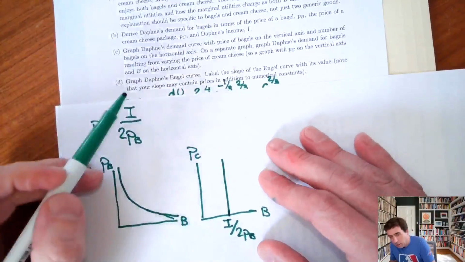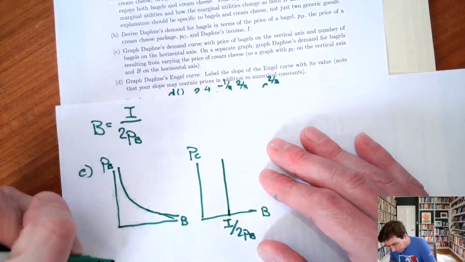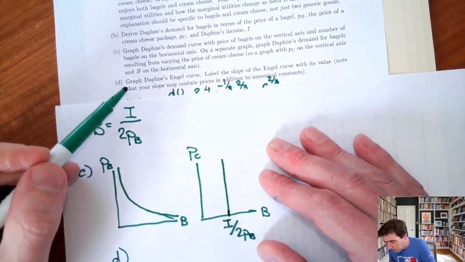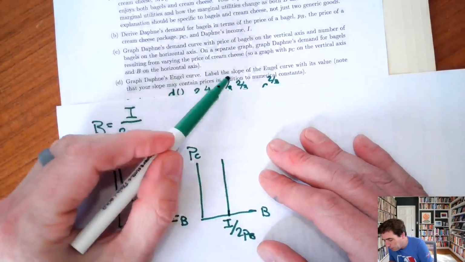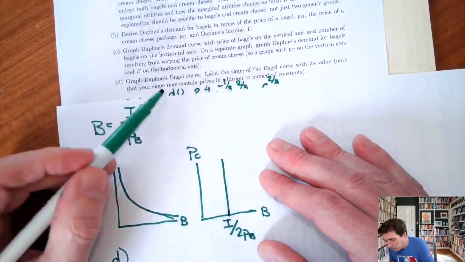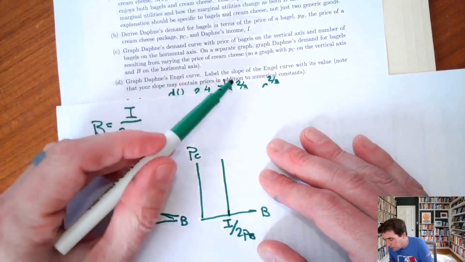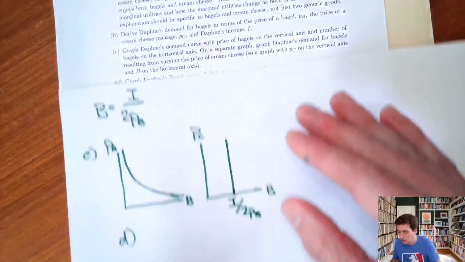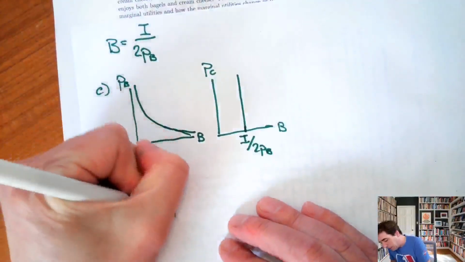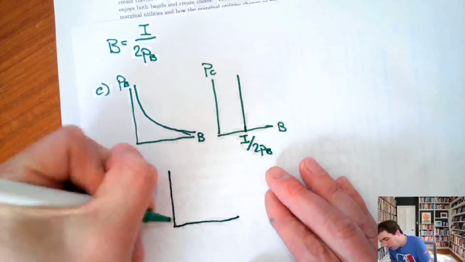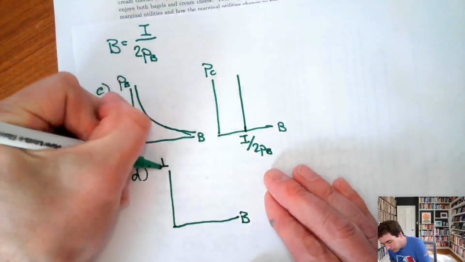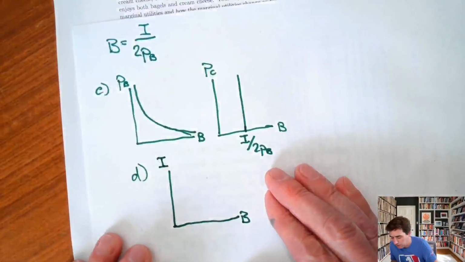Our final part is part D here. Part D is asking us to graph Daphne's Engel curve and to label the slope of the Engel curve with its value. Note that your slope may contain prices in addition to numerical constants. Okay, so Engel curve, we've got to remember what that is. The Engel curve has quantity on the horizontal axis and it has income on the vertical axis.